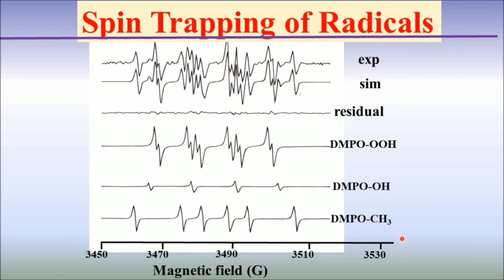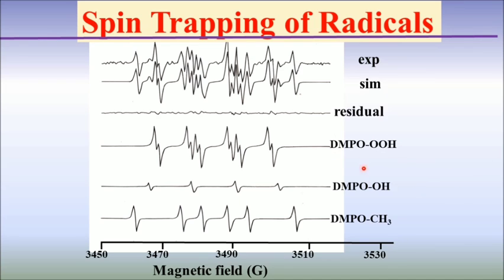Here, the different free radicals are trapped by DMPO, the spin trap. For example, for methyl radical, DMPO forms an adduct with the methyl radical. It gives a characteristic EPR spectrum. For hydroxyl radical, you will get this characteristic spectrum. From the EPR spectrum, we can determine the free radicals formed.